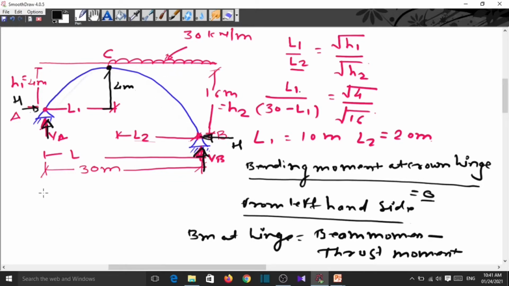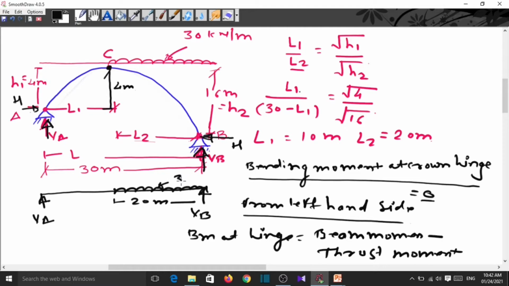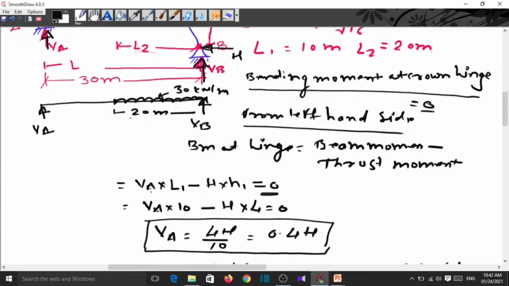For simplicity, we draw one simply supported beam for our convenience. Suppose this is VA, this is VB, this is the load here, and we know this is 20 meter, and this intensity is 30 kilonewton per meter. So the first B moment is what? At here, the B moment: VB into 20 is sagging, and 30 into 20 into 10 is hogging.